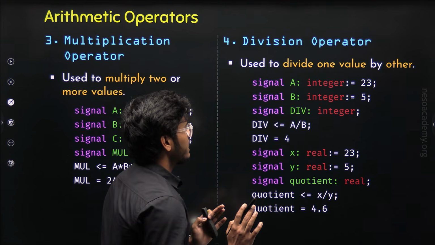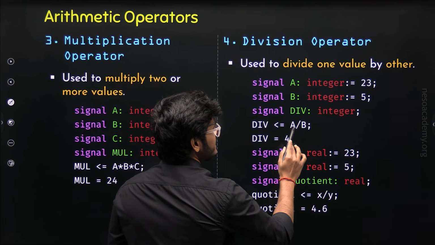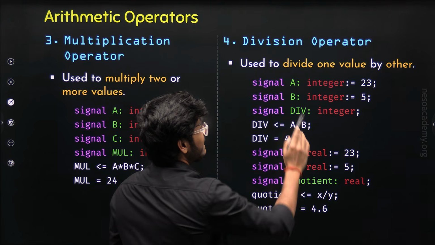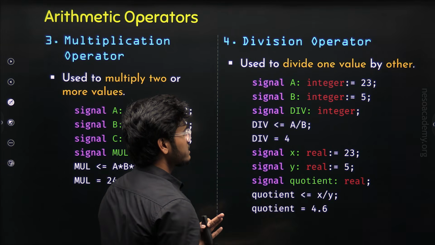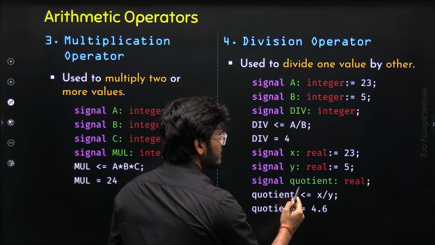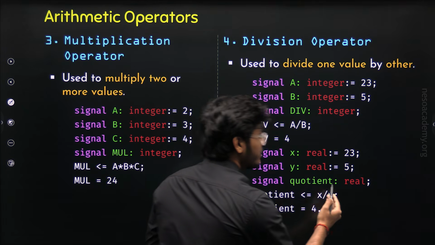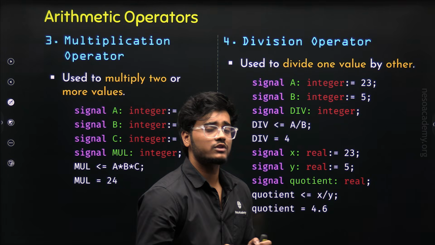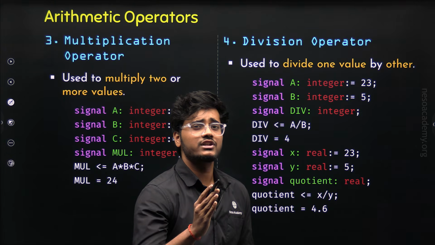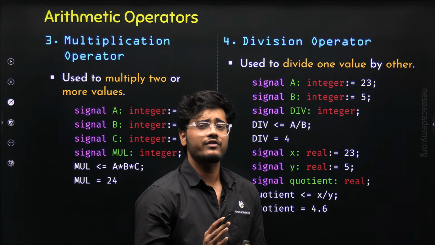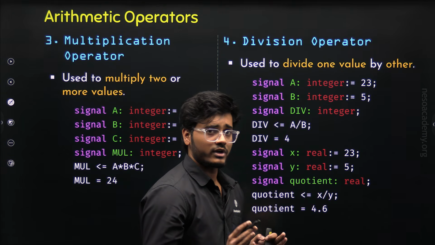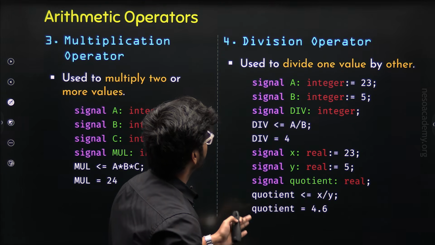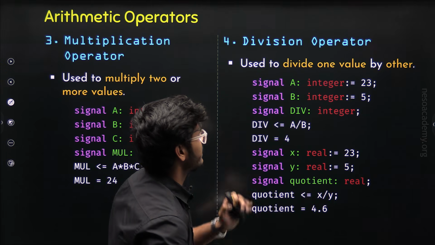But what if I try to store this A divided by B, meaning integer A divided by integer B, inside this signal quotient, which is of real data type? What will happen? It will generate an error because VHDL is strict. We cannot mix different data types. So I hope the difference is clear to you. So this was the division operator.